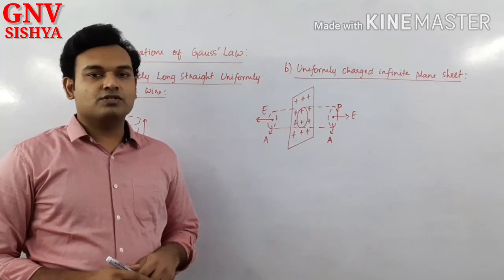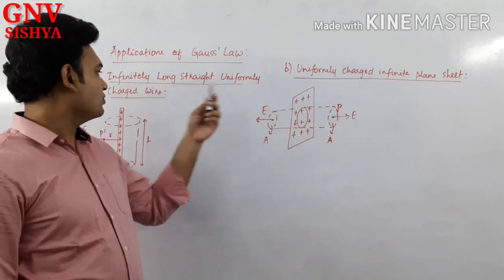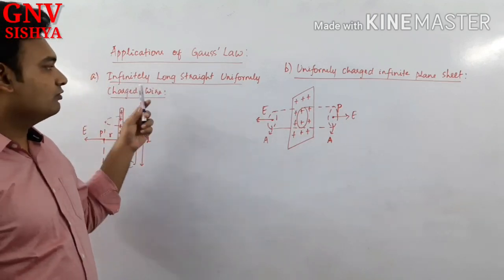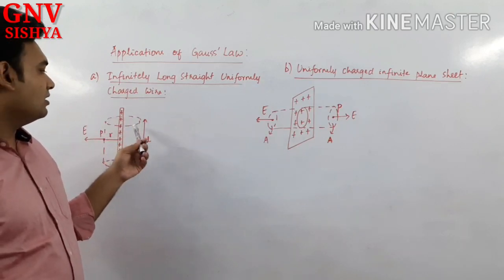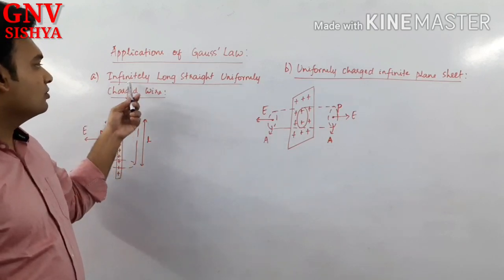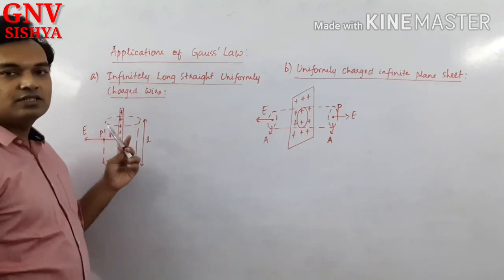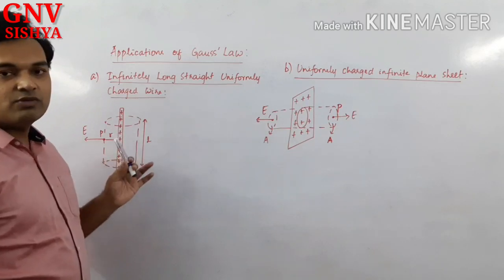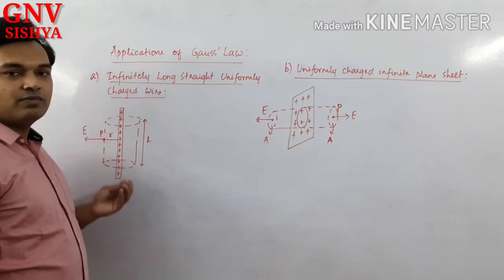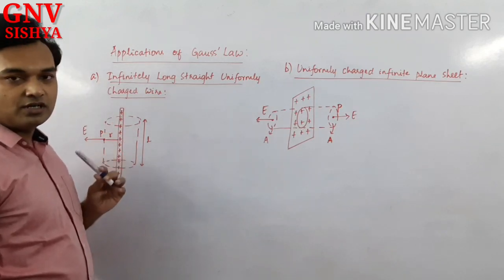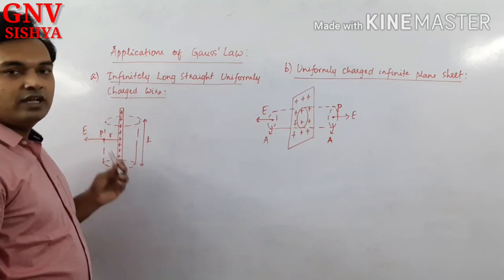Next, let us see the applications of Gauss law. The first application is an infinitely long, straight, uniformly charged wire. For this we are going to find out what the electric field will be at any point near it. An infinitely long, straight, uniformly charged wire can be represented like this. It will be cylindrical in shape. Generally, we take wires to be cylindrical in shape, and it is uniformly charged by positive charges as I have represented here. It is an infinitely long wire, so it extends on both sides infinitely.